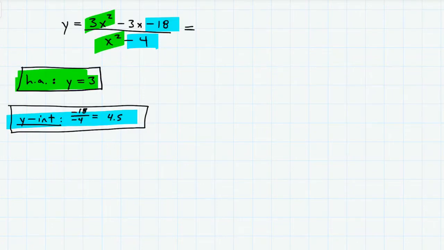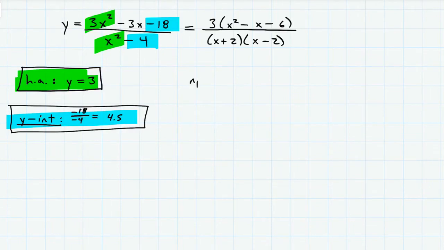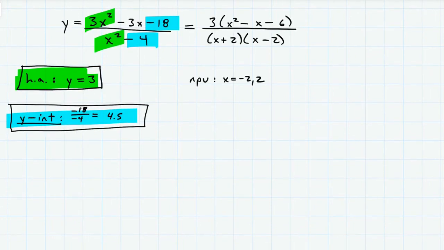Now we have to simplify this. First thing, in the numerator, 3 is a GCF, so I can factor it out. So it's 3 times x squared minus x minus 6, over x squared minus 4, which is a difference of squares. So it factors as x plus 2 times x minus 2. Once the denominator is factored, we can get our non-permissible values, negative 2 and positive 2. And now we just need to figure out, okay, are those vertical asymptotes or is it a hole?